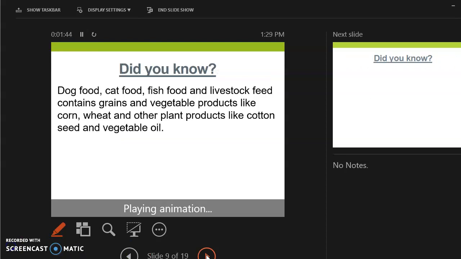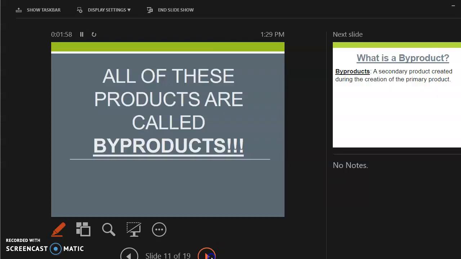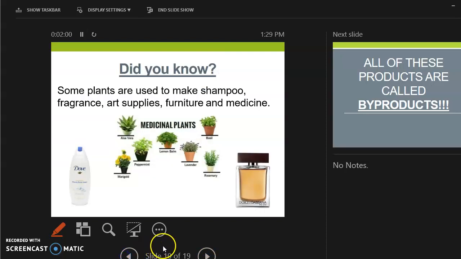So did you know that dog food, cat food, fish food, and livestock food contain grains and vegetable products like corn, wheat, and other plant products like cottonseed and vegetable oil? This is what cottonseed looks like. Then some plants are used to make shampoo, fragrances, art supplies, furniture, and medicine.